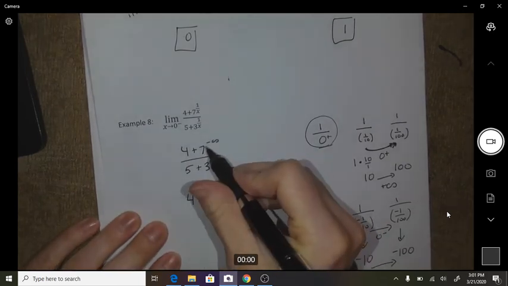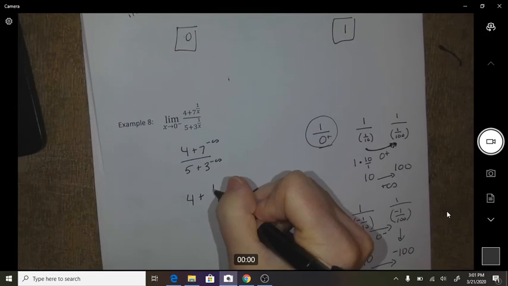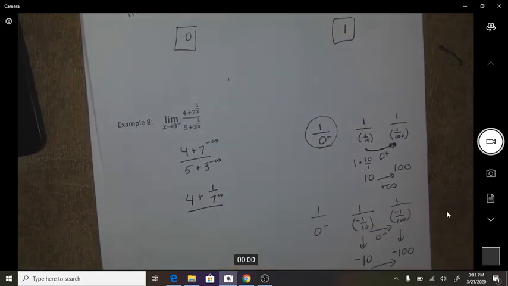What happens with -infinity? You could change it to a fraction in the bottom.